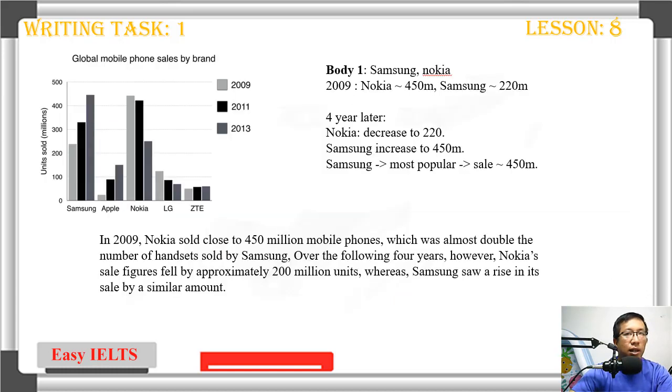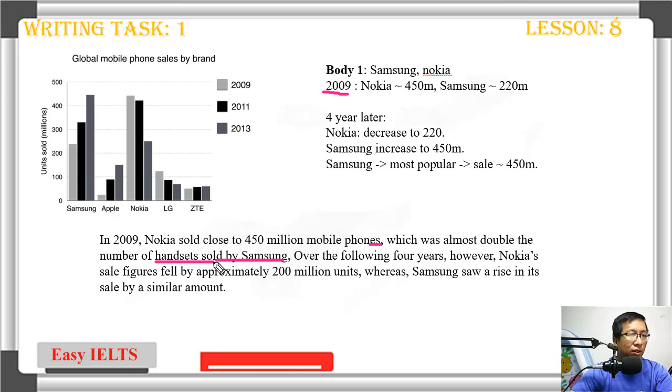Now we're going to start writing our body 1. In 2009, Nokia sold globally 450 million mobile phones, which was double the number of handsets sold by Samsung. The structure that we use here in this essay is different from the structure that we use in the previous lesson. And I repeat again, I will have another lesson to teach about the grammar we're going to use in writing task 1, but today is just an example.